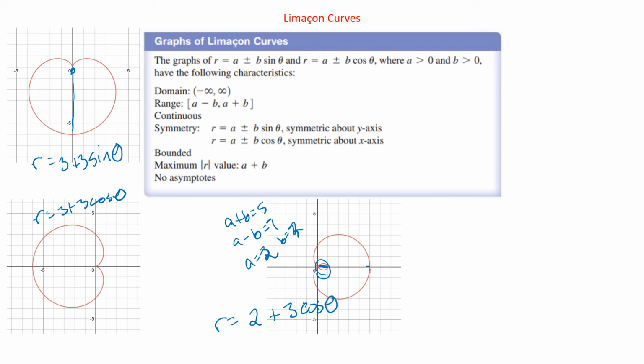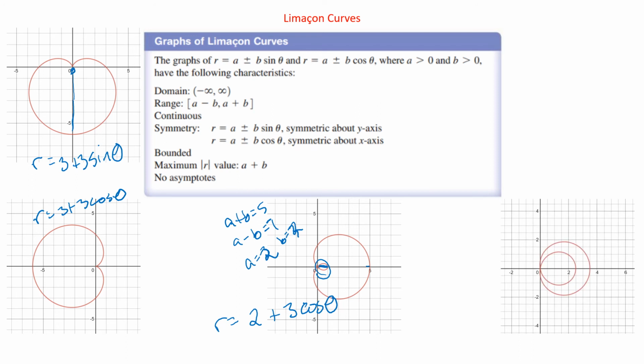What if a gets even smaller? We get more of a loop. In fact, the smaller a gets, the closer these get together to make a circle, because if a was gone, then we would just have a number times cosine theta, which we saw was a circle earlier when we were looking at the rose curves. So in this case, a plus b equals 3.5, a minus b equals negative 2.5. So 2a equals 1, so a equals 0.5, b equals 3. And it's cosine, so we'd have r equals 0.5 plus 3 cosine theta.